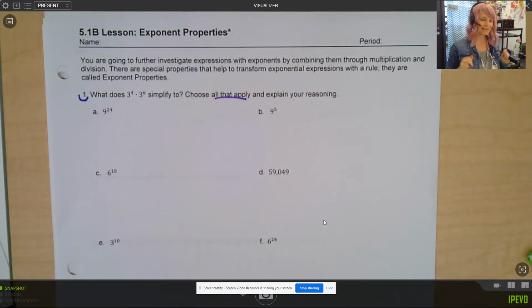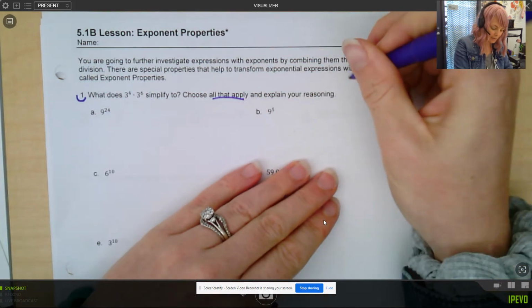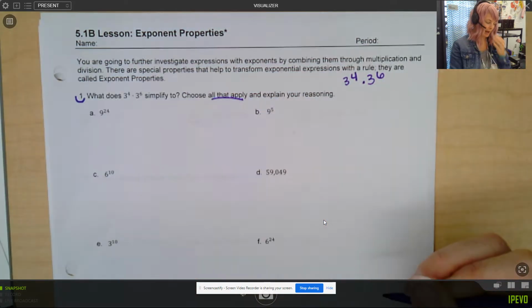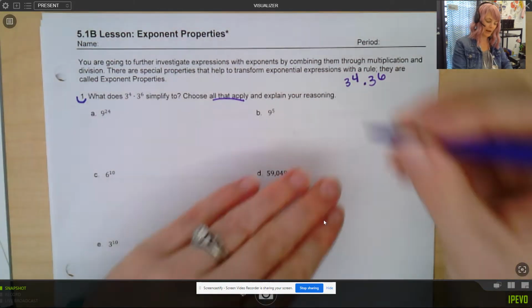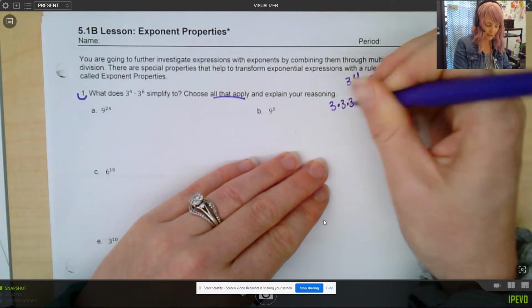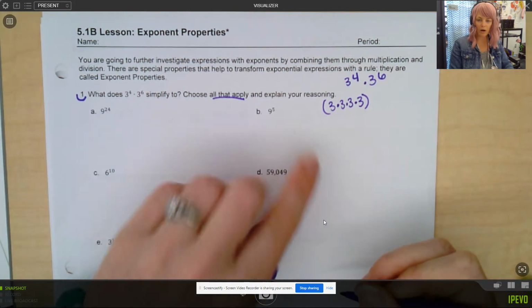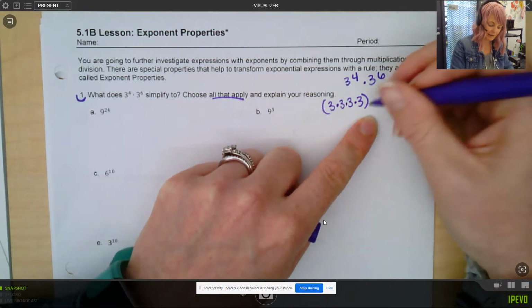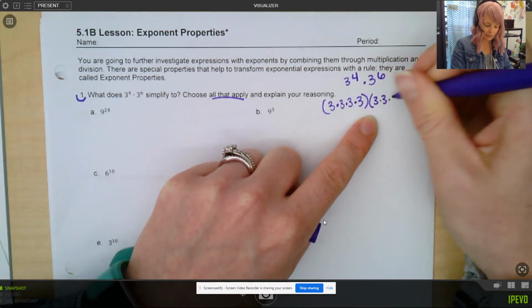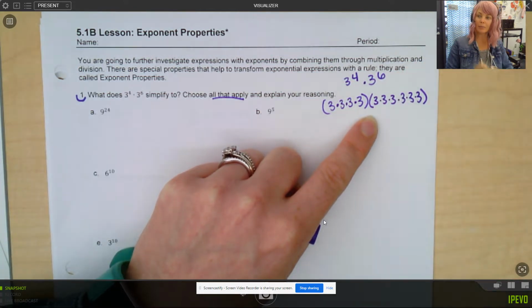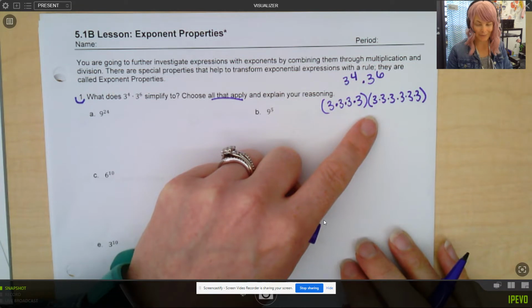Okay, well, which ones did you choose? Let's first look at 3 to the 4th times 3 to the 6th power. 3 to the 4th power, we know, is 3 times 3 times 3 times 3. So there are 4 factors of 3. And 3 to the 6th is 3 times 3 times 3 times 3 times 3 times 3. Please write this down on your paper with me.